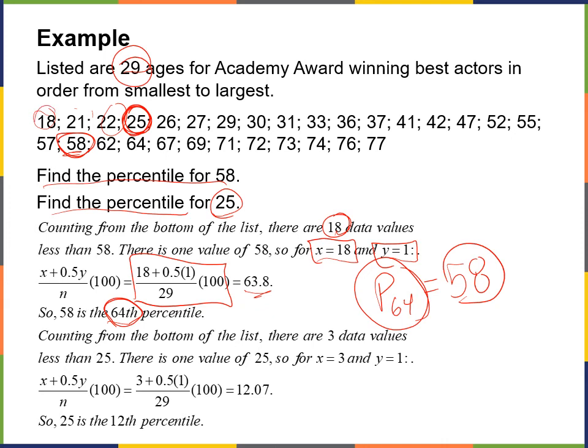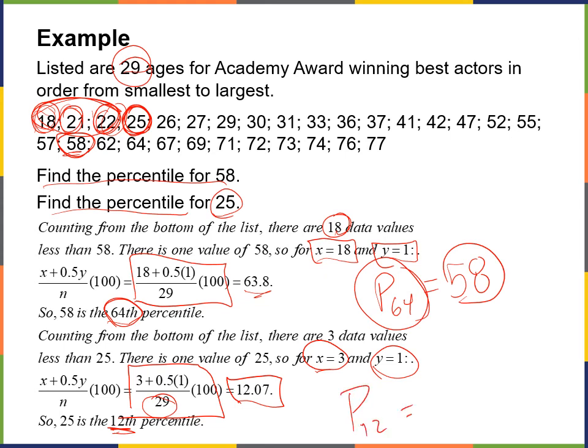So if we count, you clearly see 1, 2, 3. There's 3 data values that are less than it. So X would be 3. 25 only occurs one time, so Y would be 1. N is the number of values total, still 29. So put all that into your formula. You get 12.07. Round that to 12. You always round to the nearest integer, whether it's up or down based off your regular rounding rules. But the 12 would be where this rounds to. So that would be your 12th percentile. So P12 is where 25 falls. So pretty easy, okay, to calculate the particular percentile for a given data value.